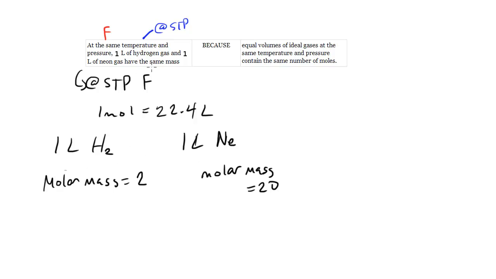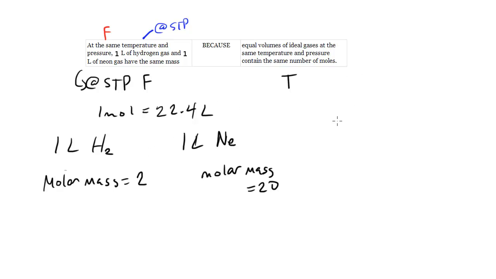They're going to have the same number of particles, the same number of moles, and we're going to see more about that in the second part, but they're not going to have the same mass. So that's false. Equal volumes of ideal gases at the same temperature and pressure contain the same number of moles. This is true. There are a lot of ways you can think about this.